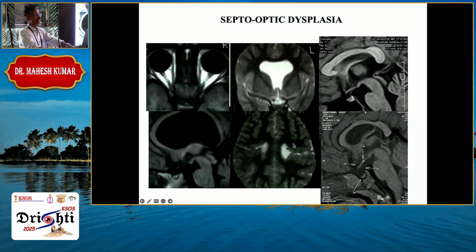There are other radiological findings, but we don't need to go into that. We should know this because these children will have hypopituitarism. So we should identify this and refer to the endocrinologist or the physician. That's why we should care about optic nerve hypoplasia.